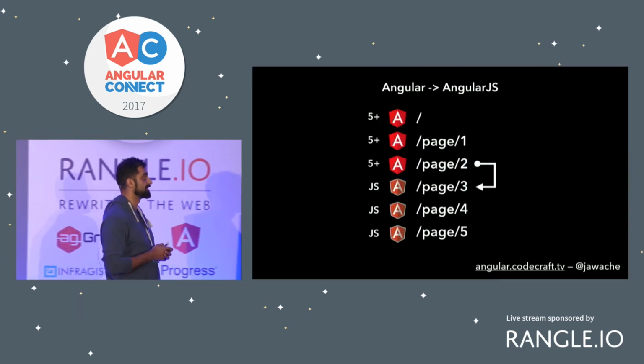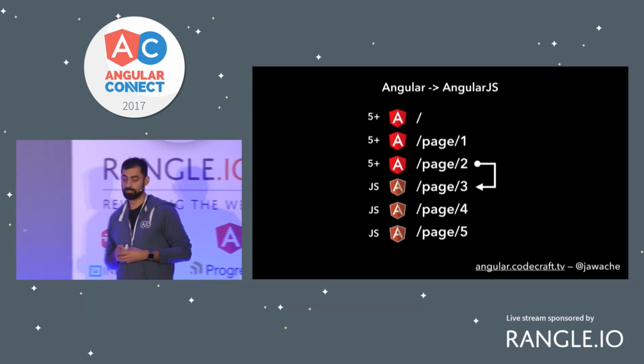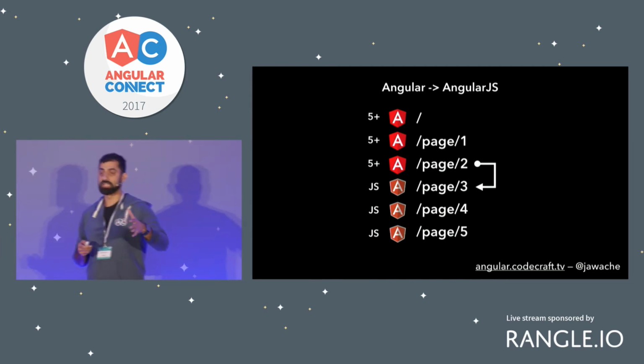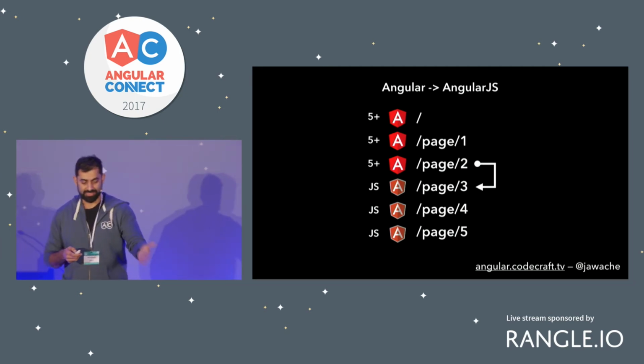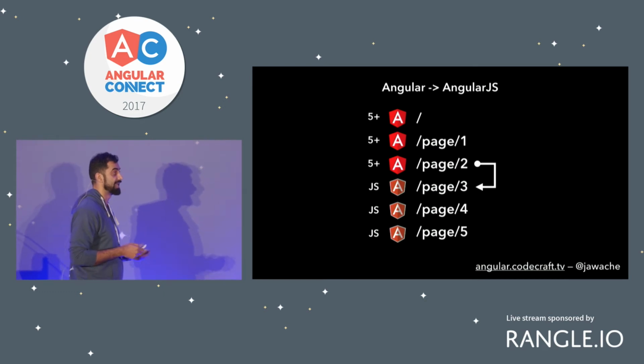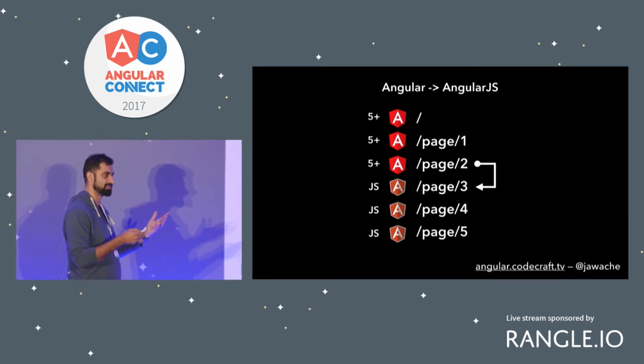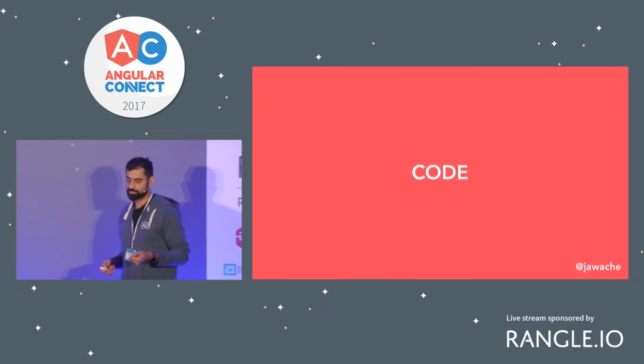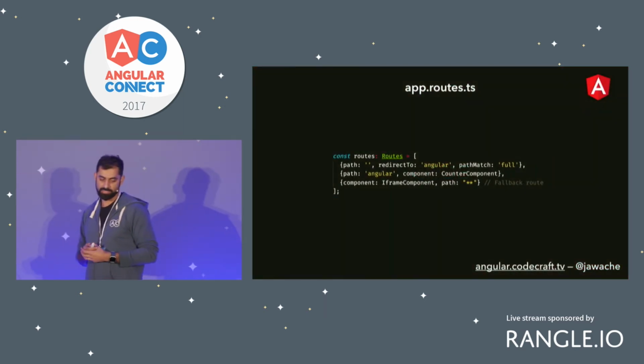The interesting thing is something like this. Somebody makes a click on an Angular page, and the actual page they want to display is an AngularJS page. How do you actually handle that? How do you implement that? So I've got some code to show you. This is just one way I did it.